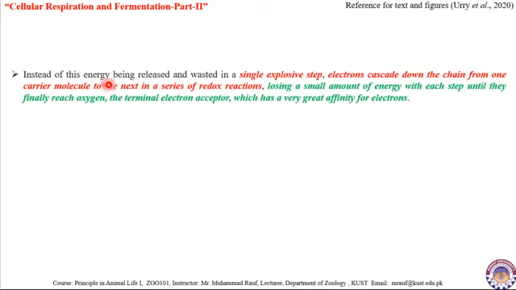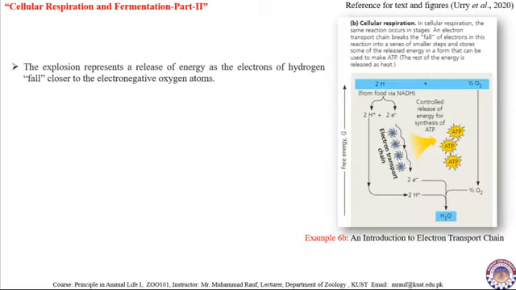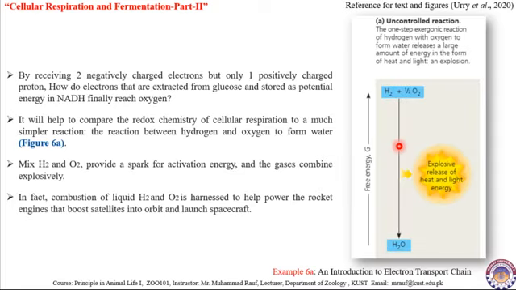Now, instead of this energy being released and wasted in a single explosive step, just like in the previous slides, here in the uncontrolled reaction, the hydrogen and oxygen combined with one another instantaneously, all of a sudden, and it results in an explosion where heat and light is released. So in this process a lot of energy is wasted which cannot be utilized to perform work.